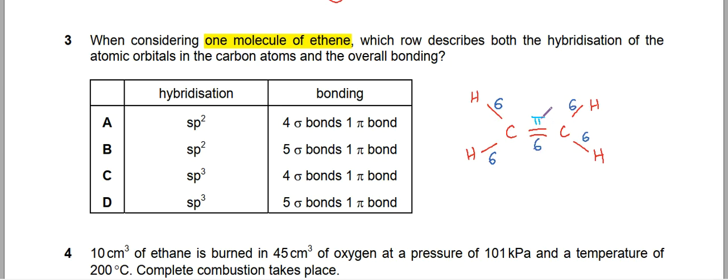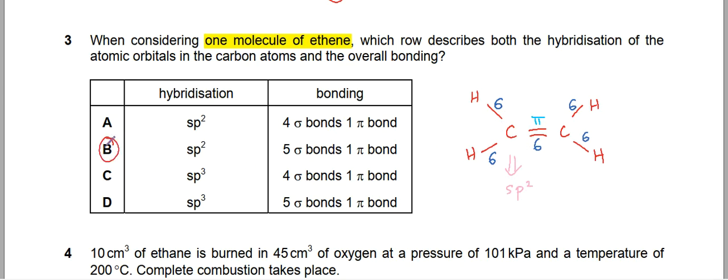Basically the second bond is going to be a pi bond. Another thing we need to look at is the hybridization. We can take a look at the shape here. The shape is trigonal planar around the carbon, and trigonal planar corresponds to sp2 hybridization. So the answer here is B.